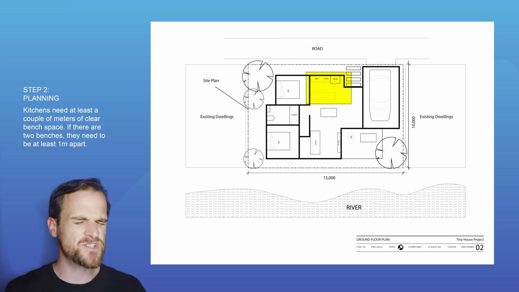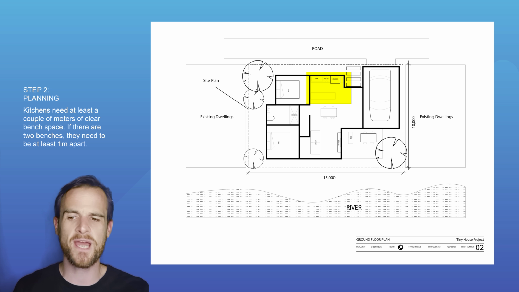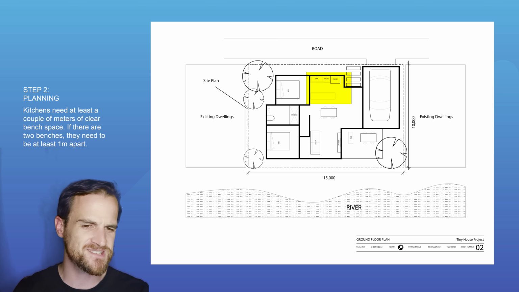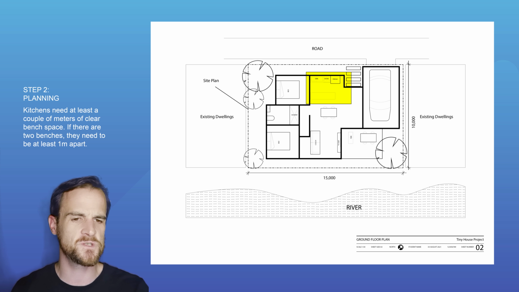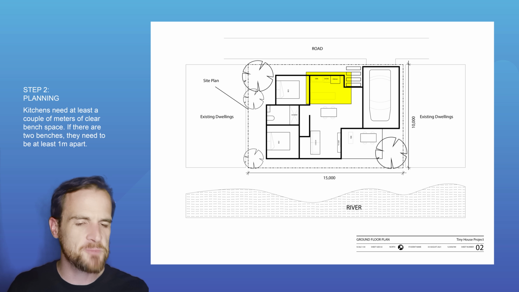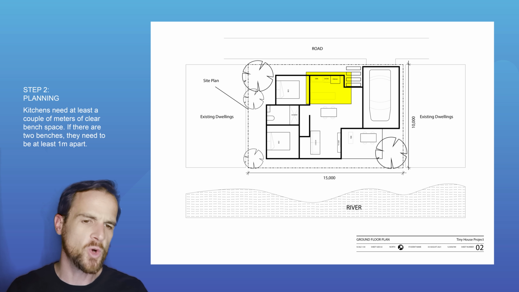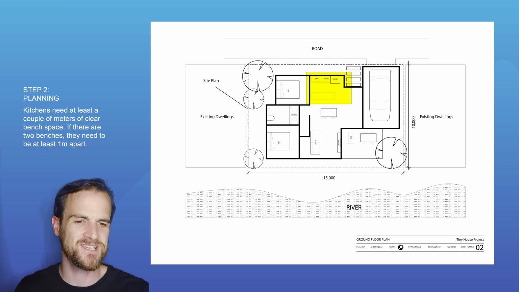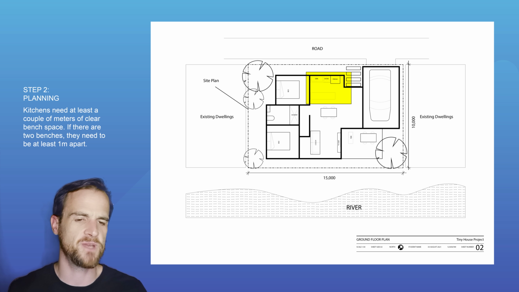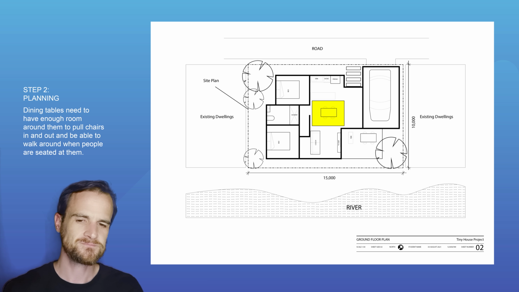The kitchen, lots of students make the kitchen way, way too small. Always think about the amount of bench space. That's something that's often overlooked by students. They'll do the sink, the stove and the fridge, but there's no place for food preparation or any sort of breakfast bench or anything. So try to think about that. Also, if there's two benches like you can see here, make sure they're about a meter apart so that you can move between the benches comfortably.